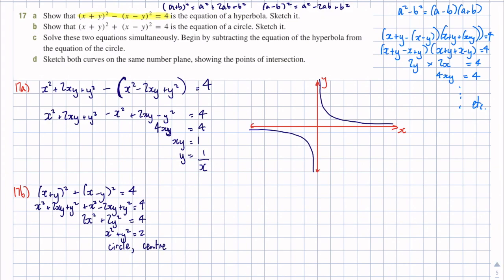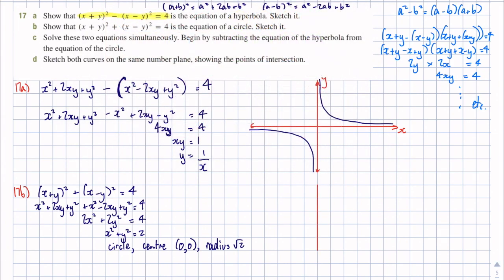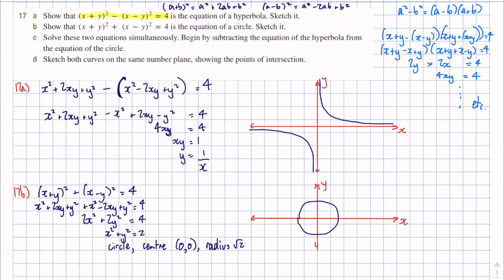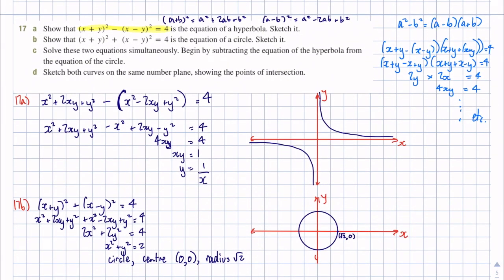Center 0, 0, radius root 2. So if I were to sketch this, why did I go so far out on the x's? I didn't need to. Let's just draw a generic circle. And we'll say that this is the point root 2, 0. And to show this was 1 on x, I'll say that this is the point 1, 1, because 1 over 1 is 1.